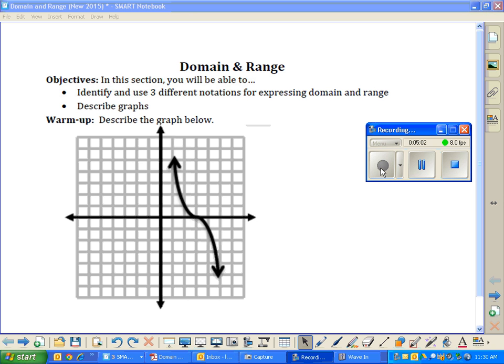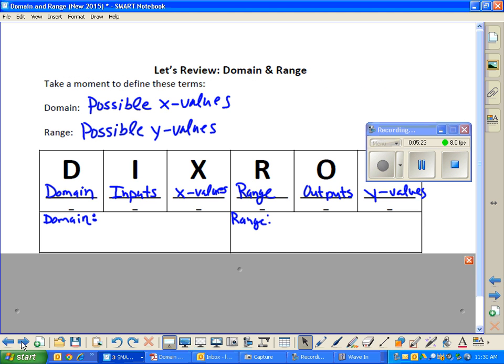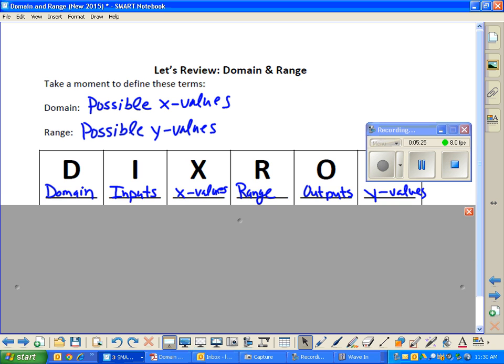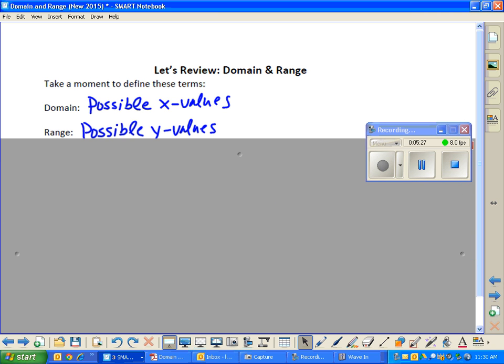Yeah, it's like the X values. So do you see in the next chunk of paper down, it says let's review. So yeah, a couple of you have that. Domain is just like X values. And over the course, we're going to refine that definition just a smidge. So range is then what? Y values, yeah. So this might be what you have there. Possible X values, possible Y values.